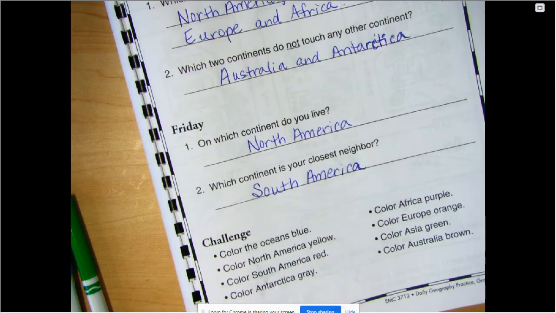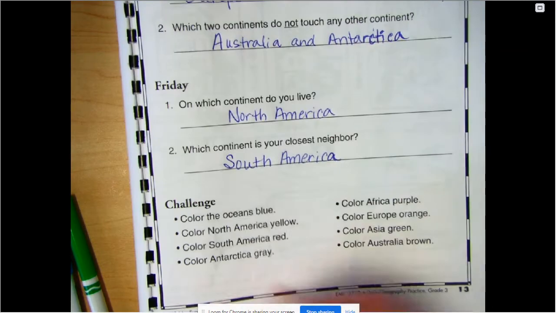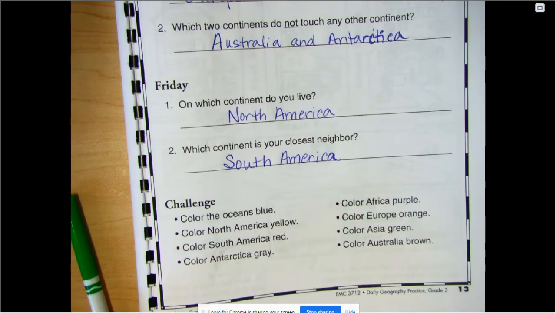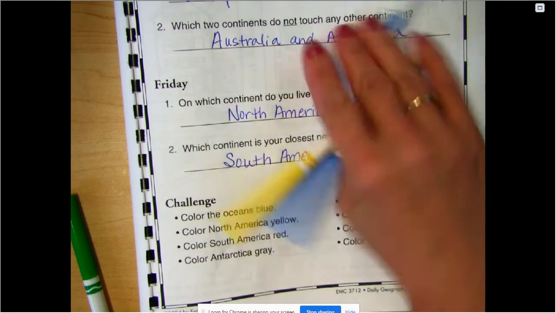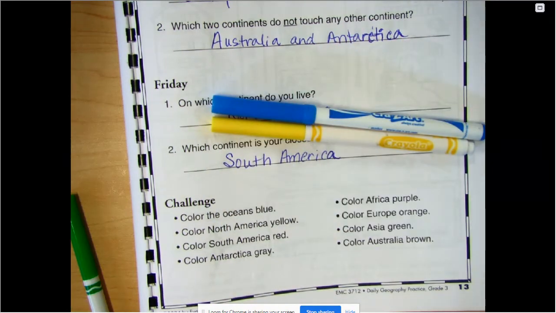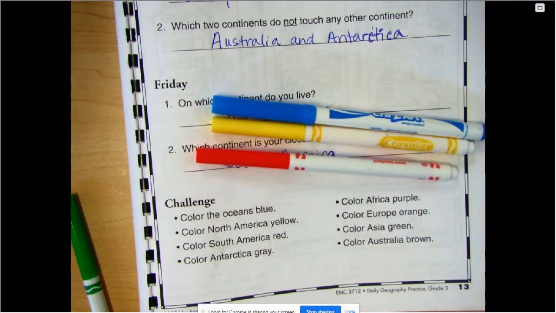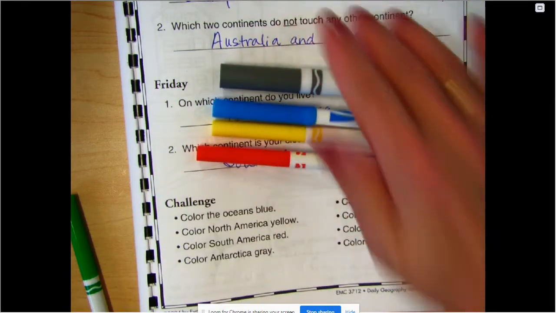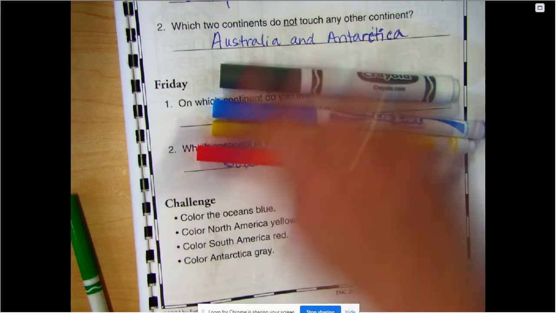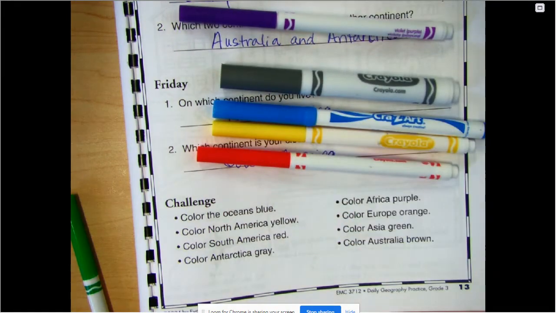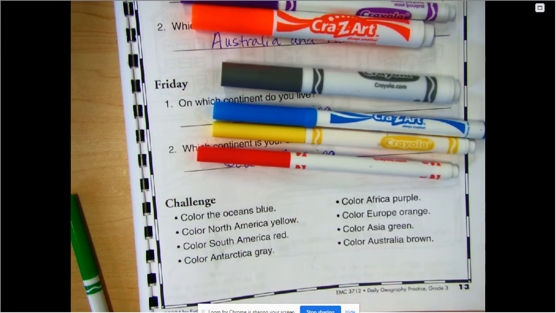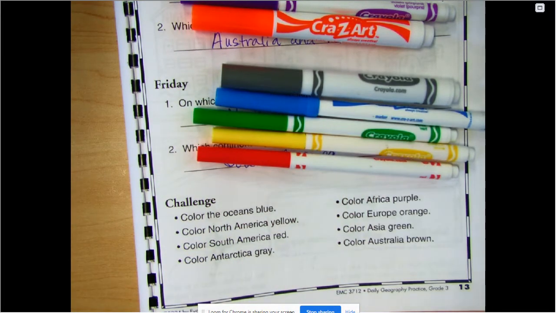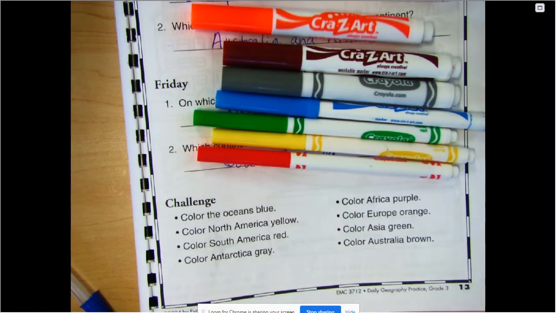Okay, so it's got some things for us to do. So what you need to do is get a blue, a yellow, oopsie, I need a red, I need a gray, I need a purple, I need an orange, just grabbing out of my pile here, and I need a green, and I need a brown. Grabbing those out of there. Okay.